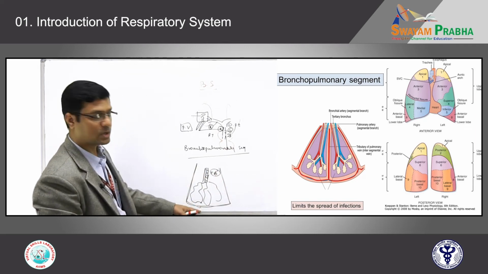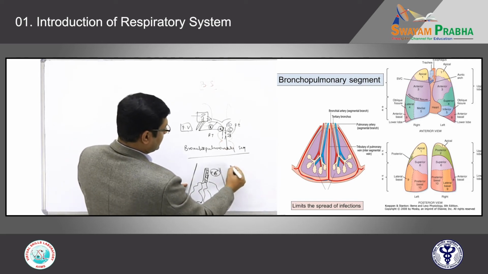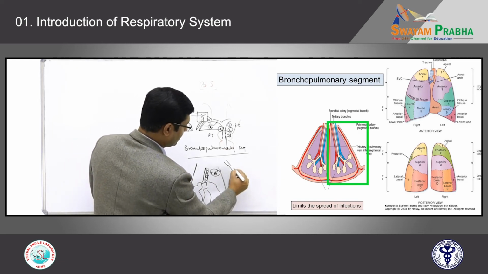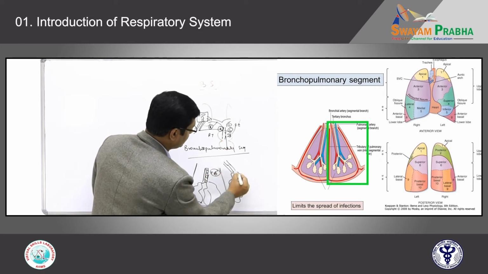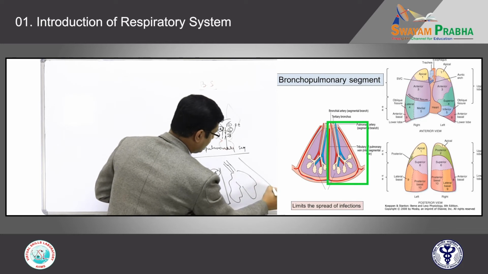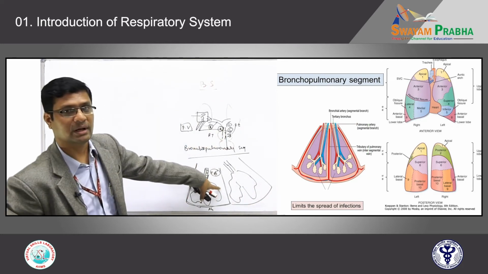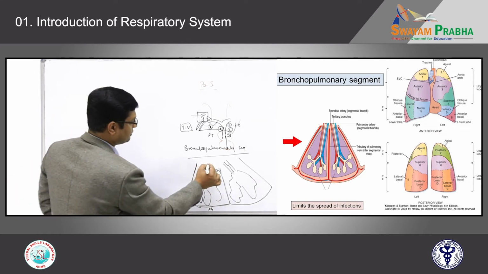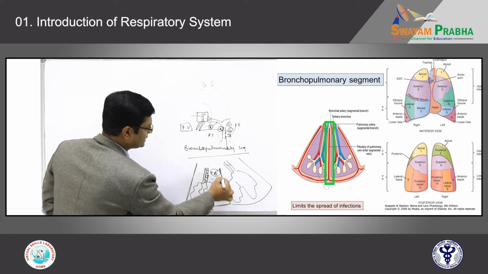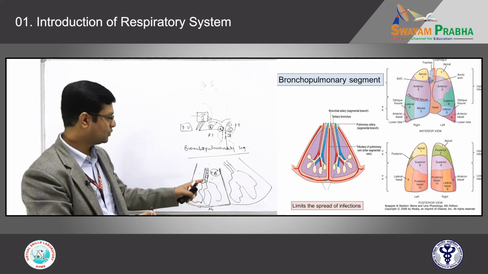The base is towards the pleura. This is the pleura, and there is limitation here. There is one more terminal bronchus here with a branch of the pulmonary artery, and this is one respiratory unit. There is one septa here. So, this whole thing we call a bronchopulmonary segment. Why is it important? Whenever there is infection in this segment, these septa will prevent the spread of infection to the other segments. This is very important.